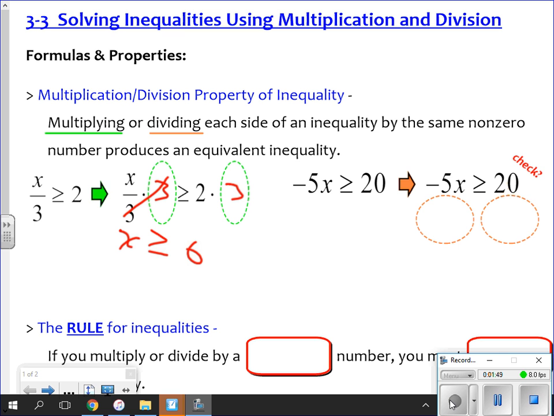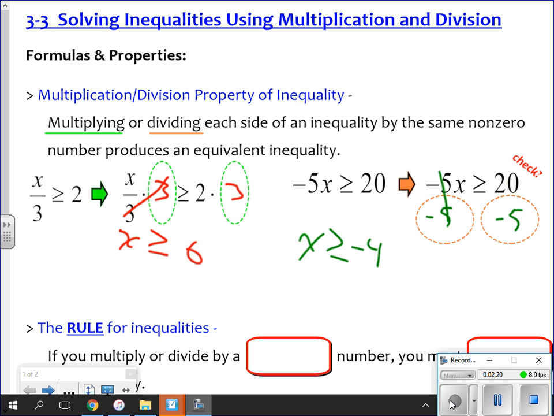So this one here, I have negative 5x is greater than or equal to 20. If it was an equal sign instead, we would divide both sides by negative 5. So we'd still divide both sides by negative 5. These cancel, and I get x. And then I have 20 divided by negative 5 is negative 4. Now, if I just went the way it was, I got x is greater than or equal to negative 4.